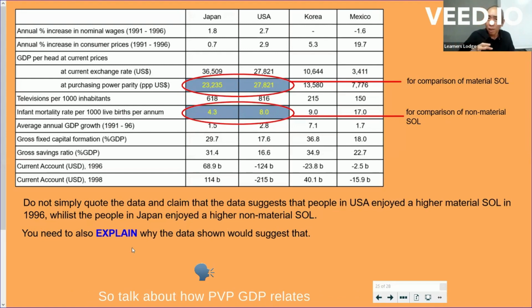So talk about how PPP GDP relates to purchasing power. With a greater purchasing power on average per person, that means that people in America on average per person are able to buy more material goods and services to fulfill their material needs and wants, thereby leading to a higher material standard of living on average per person, right? Now, in terms of what data can I use for comparison of non-material standard of living?